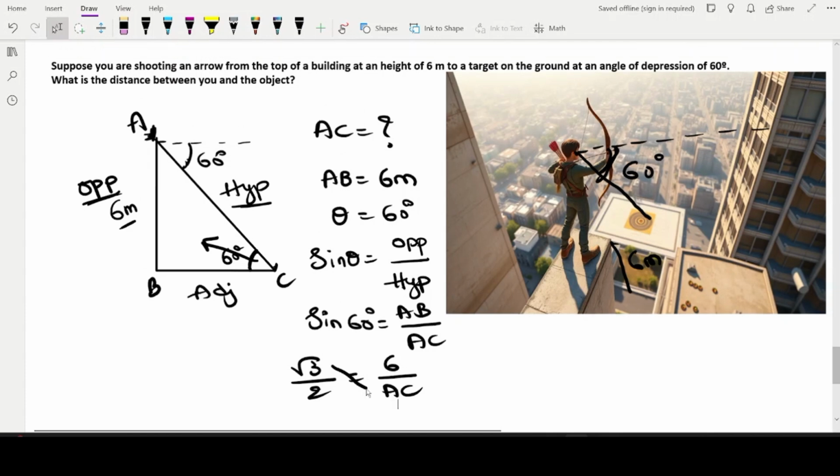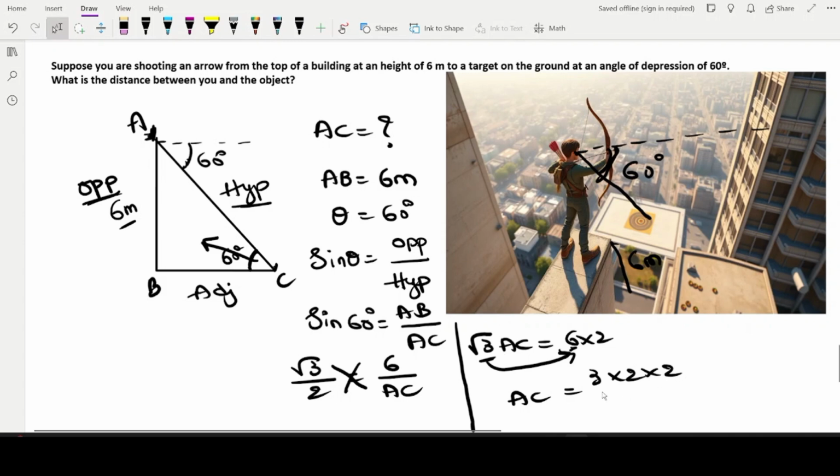Now we are cross multiplying them. Let me write the solution here. So this becomes root 3 into AC equals 6 into 2. When root 3 is shifted to this side, AC equals, you can write 6 as 3 into 2, divided by root 3. You already have 2 here. So we will cancel 3 and root 3, and we will be left with root 3.